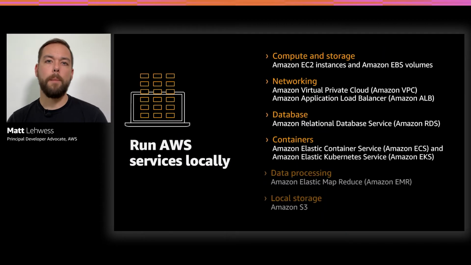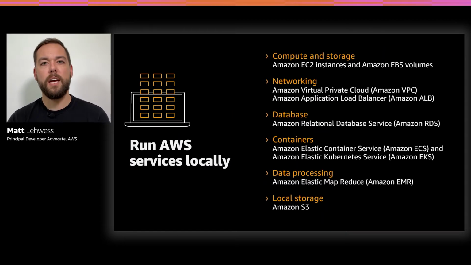So when we think about Outposts, I think the main takeaway here is the reason you'd want to run an Outpost is for running Amazon services locally. So things like compute, our EC2 or EBS volumes, so compute and storage, networking such as our VPC, which we'll talk about, databases, containers, data processing, and very recently we did release Amazon S3 for AWS Outpost. So you can now have an S3 bucket or object storage locally inside the Outpost.